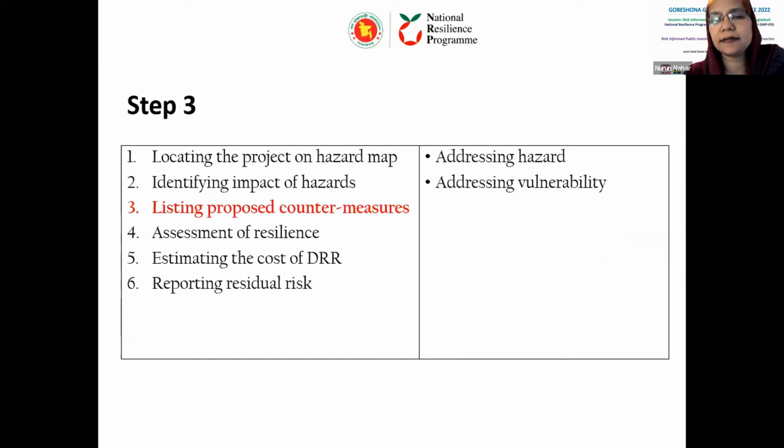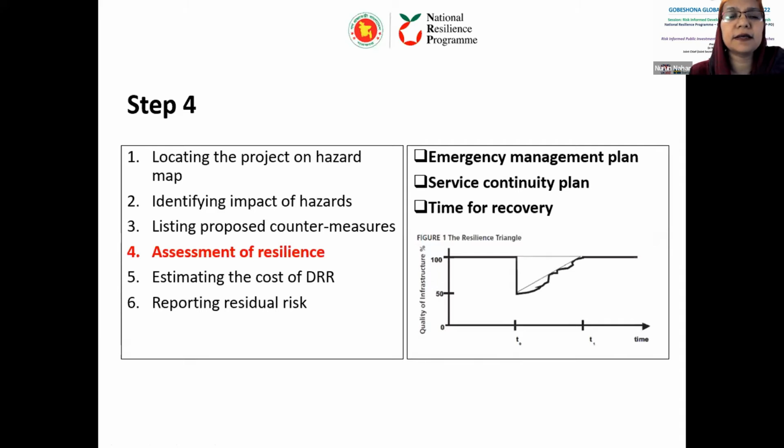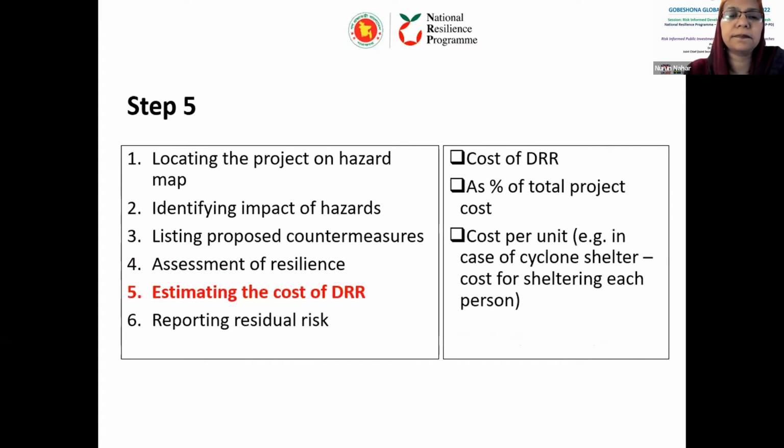And we have to identify the countermeasures, like to address the hazard as well as to address the vulnerability in that area. Then I go to the assessment of resilience. So here there will be an emergency management plan, a service continuity plan. Also, we have to understand the time for recovery, like after disaster strikes. The service will be disrupted, but then what time the service can be continued. So that kind of assessment will be given here.